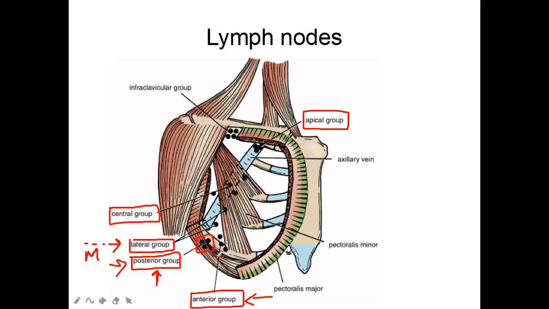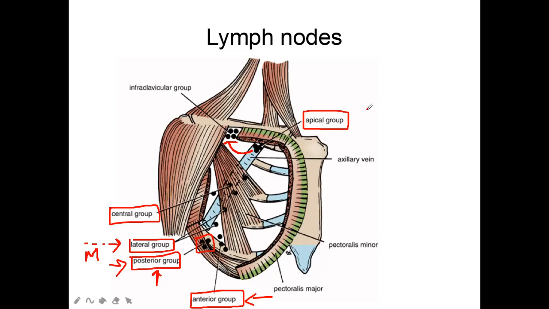Then this whole lymph that has been collected in the nodes ascends upwards and is given to the central group. Then the central group will give to the apical group. Then the apical group will give to the infraclavicular nodes. So the infraclavicular nodes, strictly speaking, functionally they work with the axillary nodes, but anatomically they're not actually located within the axilla. So we group them with the axillary nodes, but they're not located within the axilla.